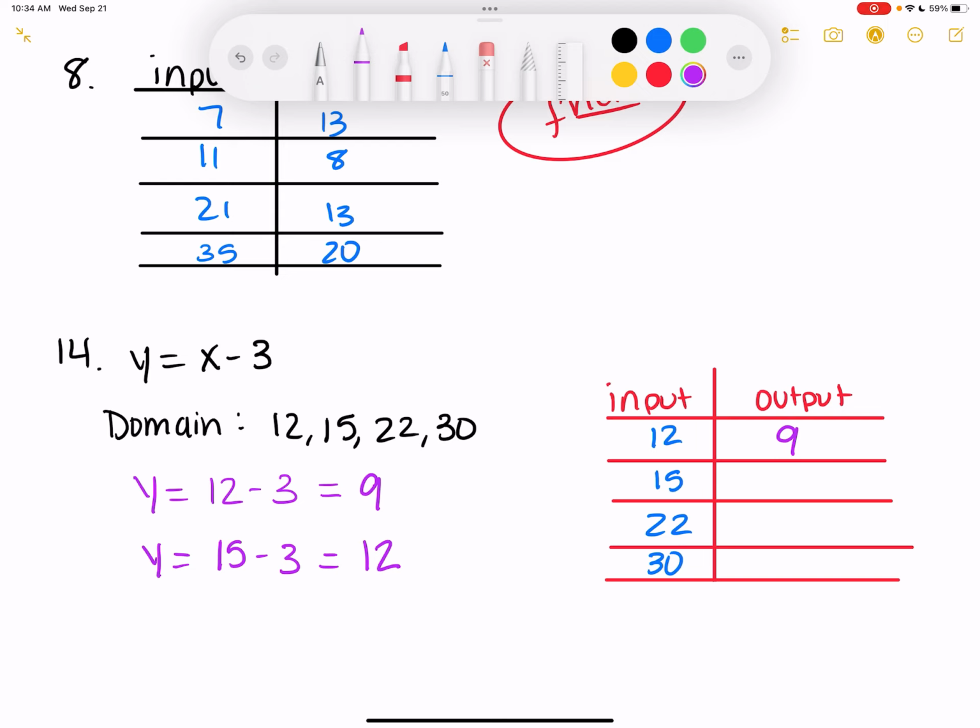Yes, it's 12. So then in the output column next to 15, we put 12.